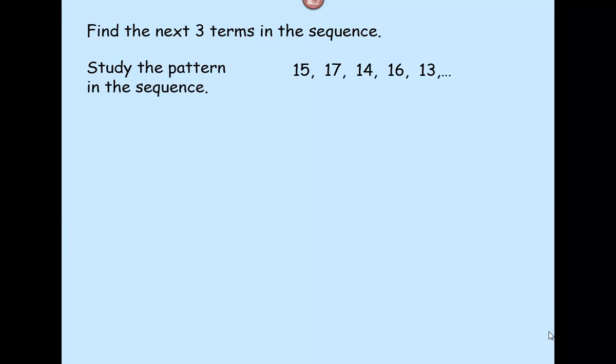So let's find the next three terms in this sequence. 15, 17, 14, 16, 13, ... We can see that when we first look at this pattern, we're not going to see it in an arithmetic sequence. We might think that when we first look, oh, plus 2. But then we notice the very next term does not go plus 2, it goes minus 3. So we've got to look a little harder. Look at the pattern over the entire section.